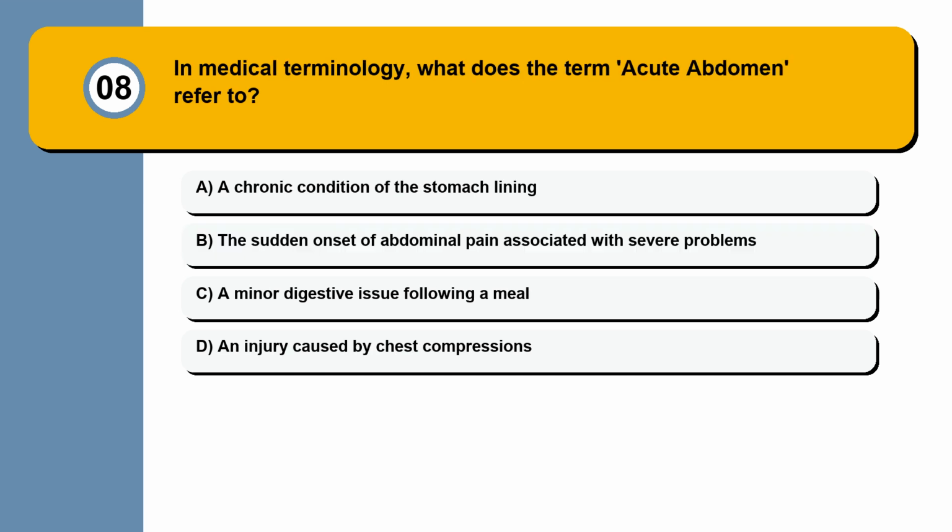Question 8. In medical terminology, what does the term acute abdomen refer to? A chronic condition of the stomach lining. The sudden onset of abdominal pain associated with severe problems. A minor digestive issue following a meal. An injury caused by chest compressions.